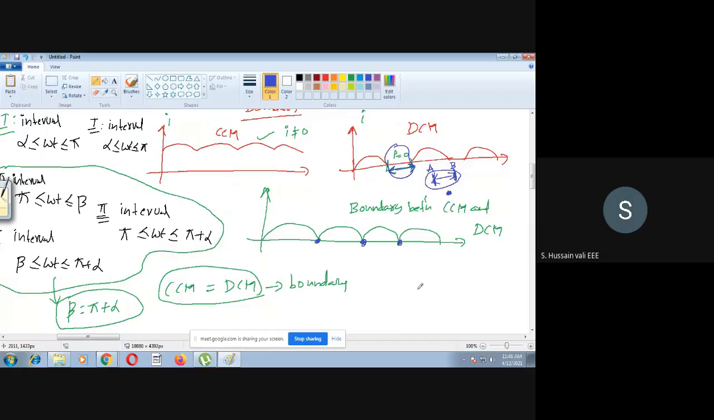Let me repeat this once again: you have this duration in the discontinuous conduction mode. In this duration, the current I is equal to 0.